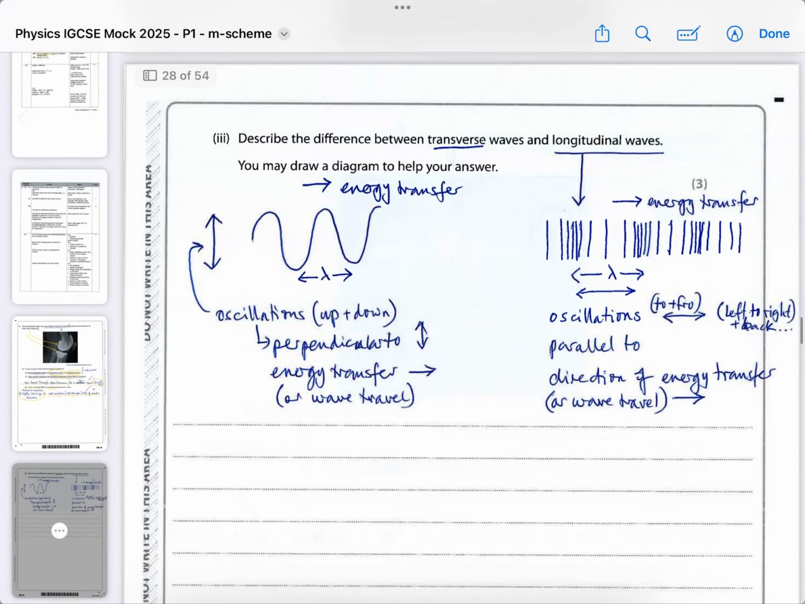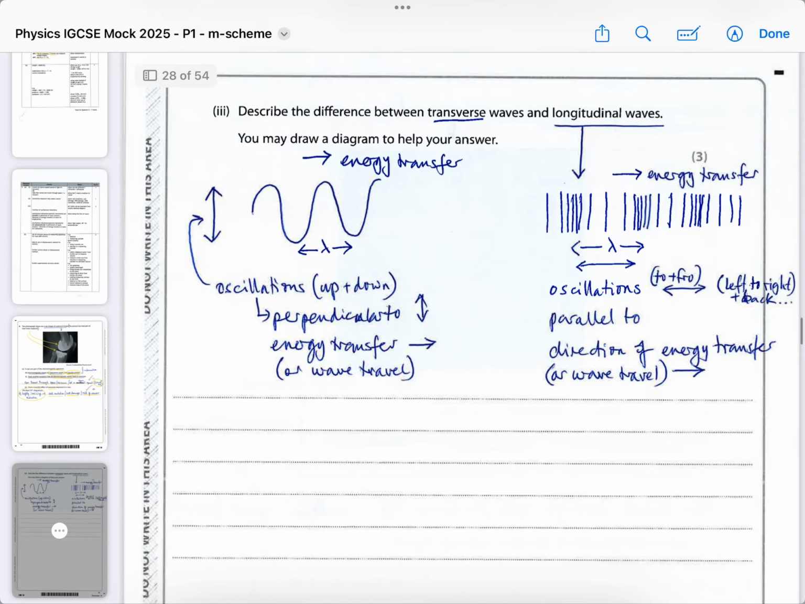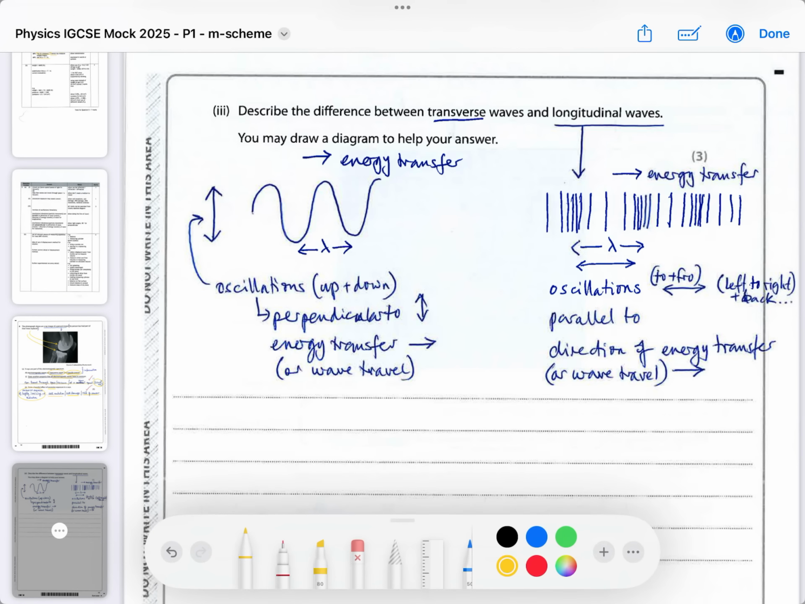Part 3 now. It says describe the difference between transverse and longitudinal waves. So they both can transfer energy. So if energy transfer is to the right for both of them, I've drawn them as a diagram. But the diagram is not going to get you marks unless you can describe the difference between them.